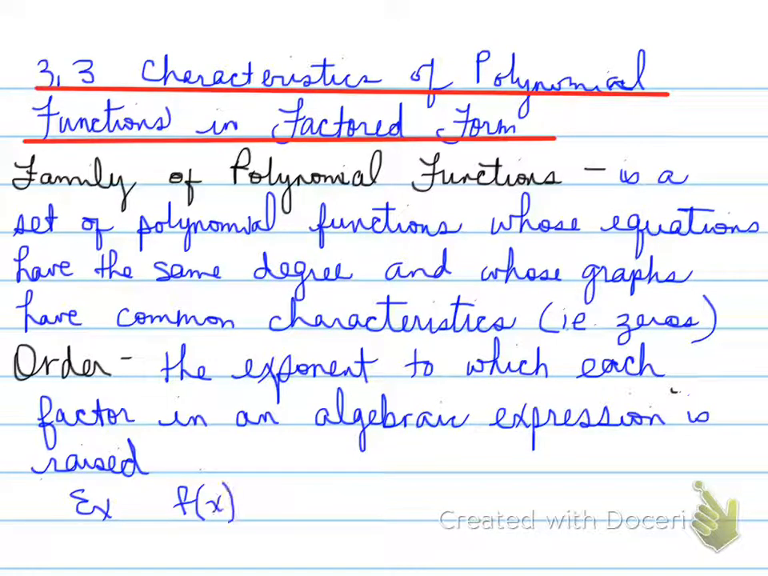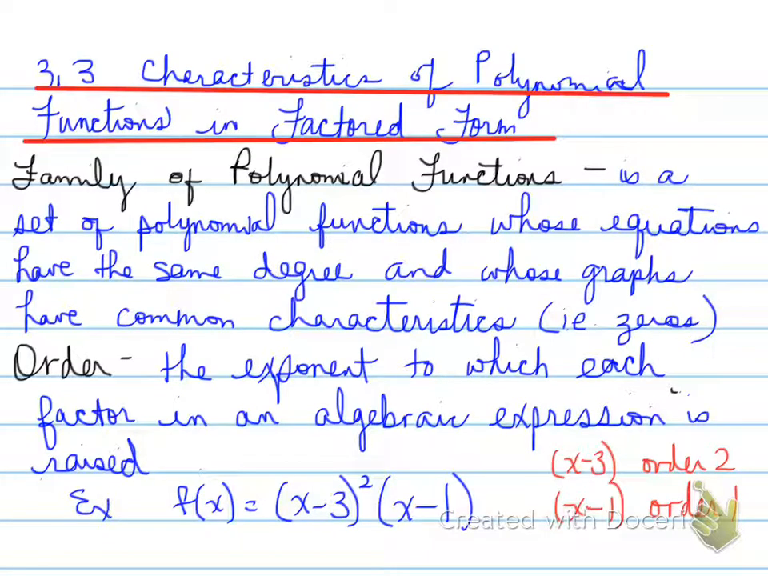For example, if you're looking at a function like this, x minus 3 has an exponent of 2, so this will have order 2. x minus 1 has an exponent of 1 here, so that is known as order 1. In total, this is a cubic function because there's x squared here and 1x here. Together, that makes x cubed. So this represents a cubic function.